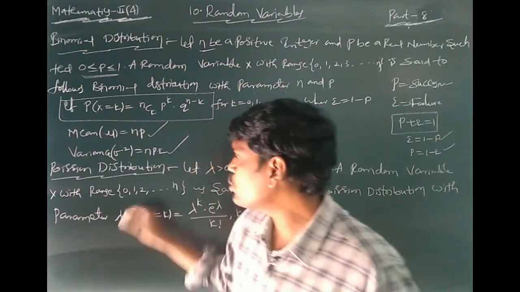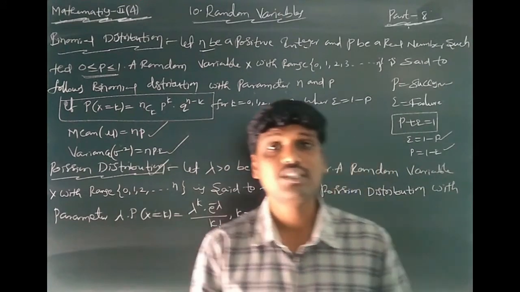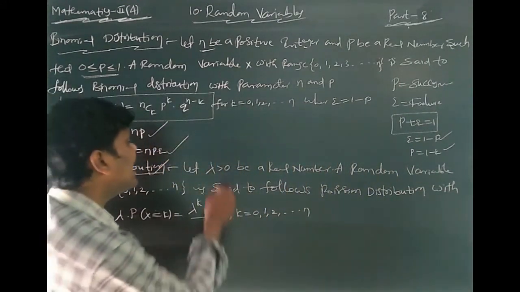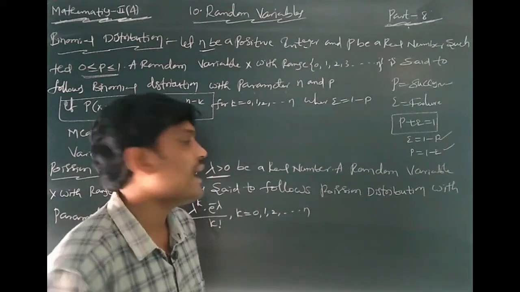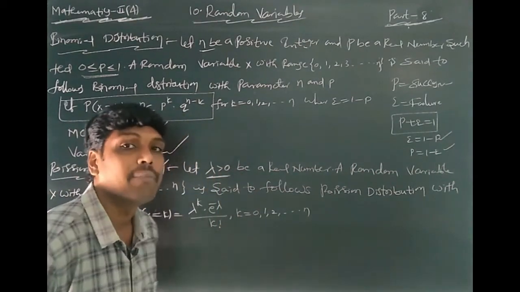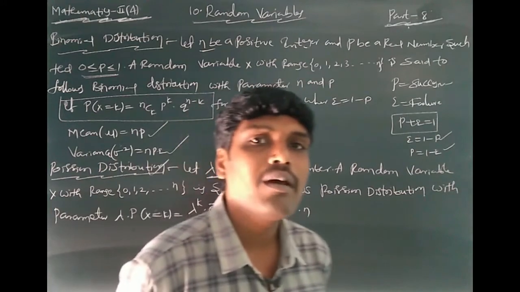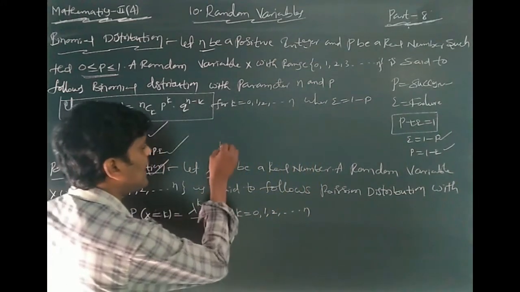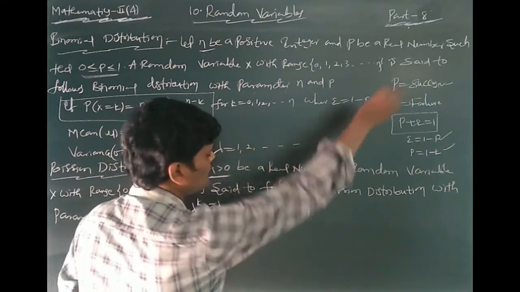After that, next we go to the Poisson distribution. Which distribution? Poisson distribution. In this Poisson distribution, the lambda value is a parameter, a real number. Lambda is a real number. The lambda value is always greater than 0. Nothing but lambda value 1, 2, and so on.